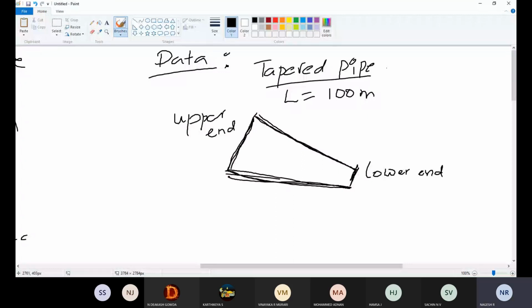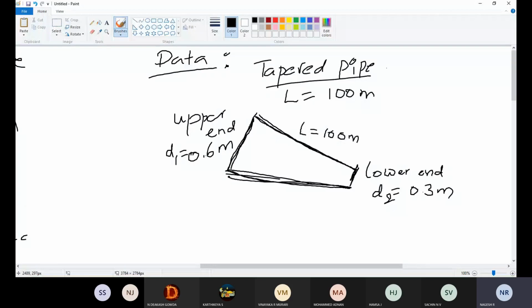For the diameter, what is the diameter D1? 600 mm. You tell me in terms of meter directly. 0.6 meter. D2 is 0.3 meters. Okay, and he has given length. Length is equal to 100 meter. We have considered it.